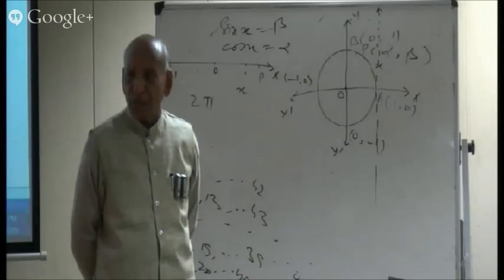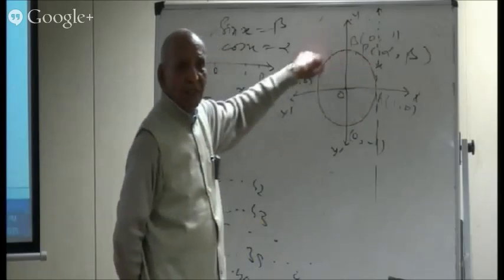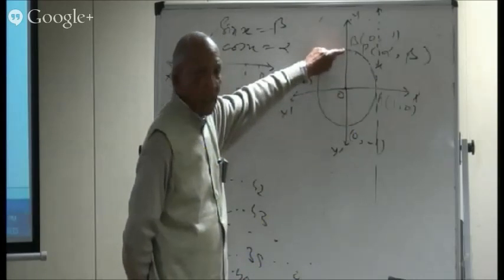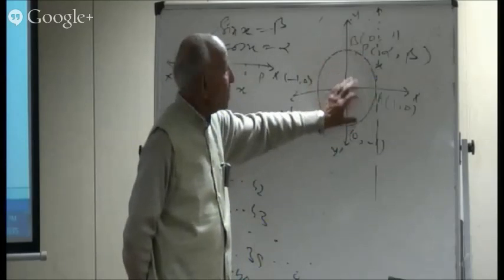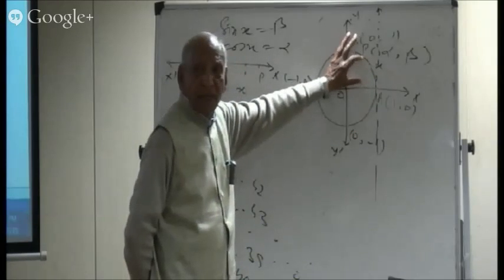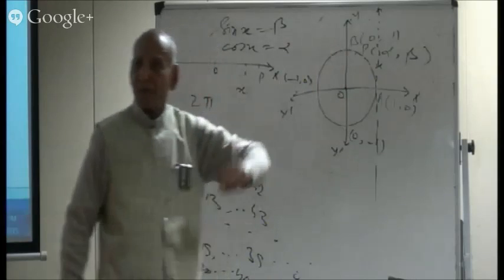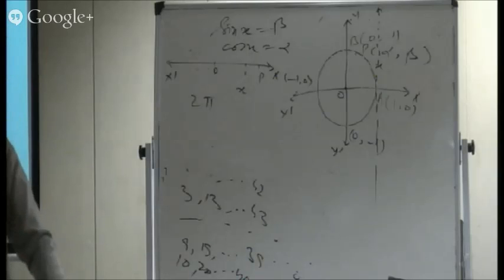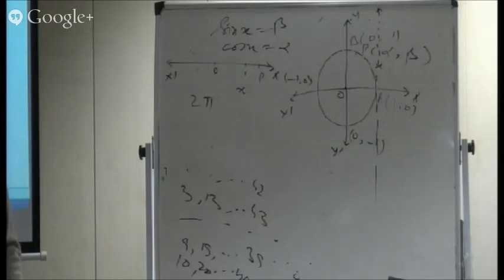Beta means y coordinate. And y coordinate is just moving along the circle. So your beta can be this or this maximum. Otherwise, beta may be here, here, here, anywhere. So this is the maximum, -1 to 1. Beta is -1 to 1. See how the things become so clear. That is the range. Range is -1 to 1.